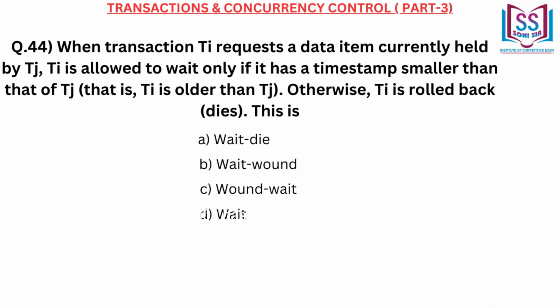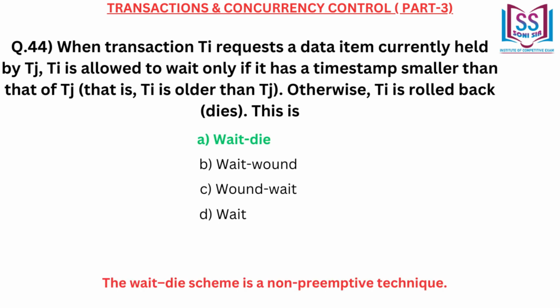When transaction T requests a data item currently held by Tj, T is allowed to wait only if it has a timestamp smaller than that of Tj, that is, T is older than Tj. Otherwise, T is rolled back, dies. This is A. Wait die. B. Wait wound. C. Wound wait. D. Wait. Correct answer A. Wait die. The wait die scheme is a non-preemptive technique.